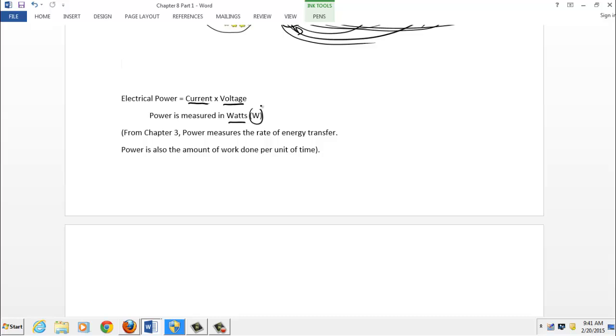And then for some of the homework problems, we're going to need to know that definition, that power is a measure of how fast energy is being transferred. And back in chapter 3, if you want to learn more about it, we also define power as the amount of work done per unit of time. So if you do something with a lot more power, well, then you get a lot more work done in a shorter amount of time.